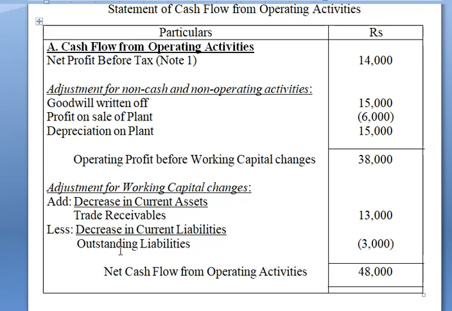Whenever the outstanding expenses or the liabilities are decreasing, you have to subtract. Previous year it was 7,000, and this year it is 4,000. So it has decreased by 3,000. So 38,000 plus 13,000 minus 3,000. This will be 48,000. So this 48,000 represents net cash flow from operating activities.